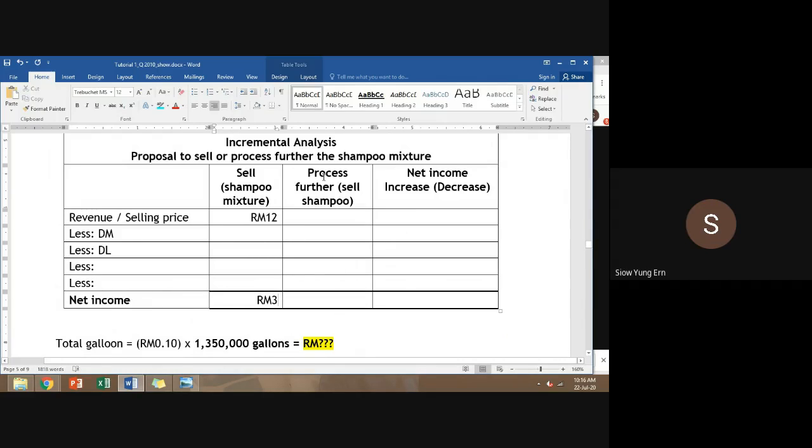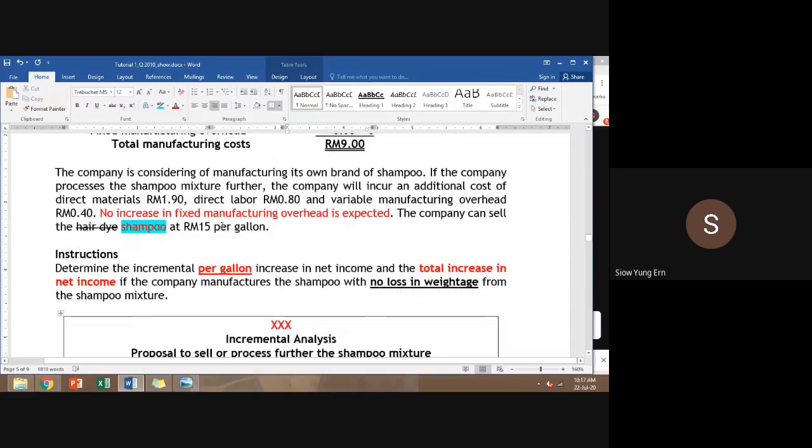Okay, let's move on to process further. So now we are going to process further the mixture and sell shampoo. What is your revenue? Wei Song. Revenue, now you're going to sell shampoo. Correct, 15 ringgit. Here, you can sell the shampoo at 15 ringgit per gallon.